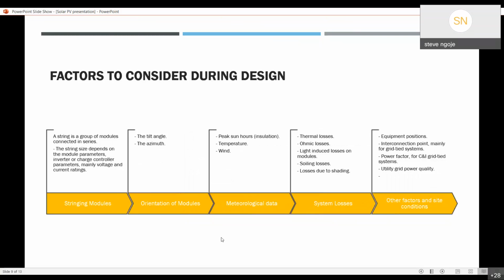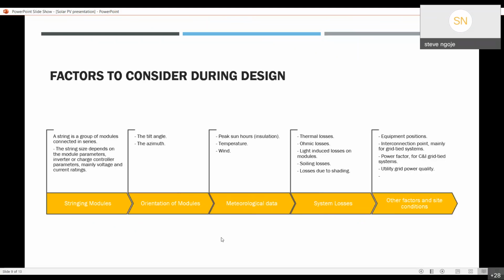Let me move to factors to consider during design. I told you guys initially about stringing, which is the number of solar modules you have in series. This increases the voltage for a constant current. Parallel is the other way around.